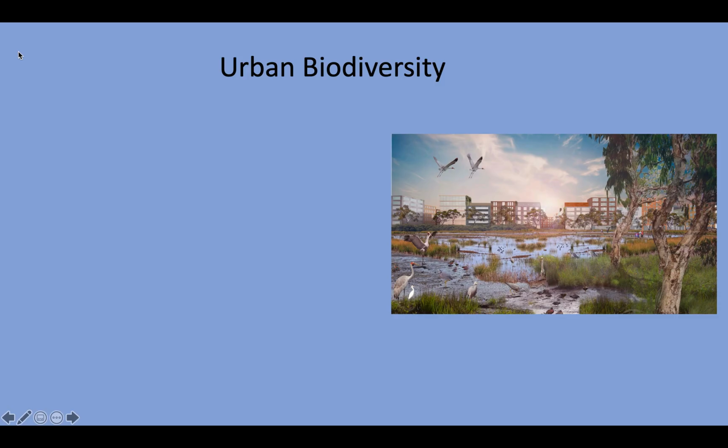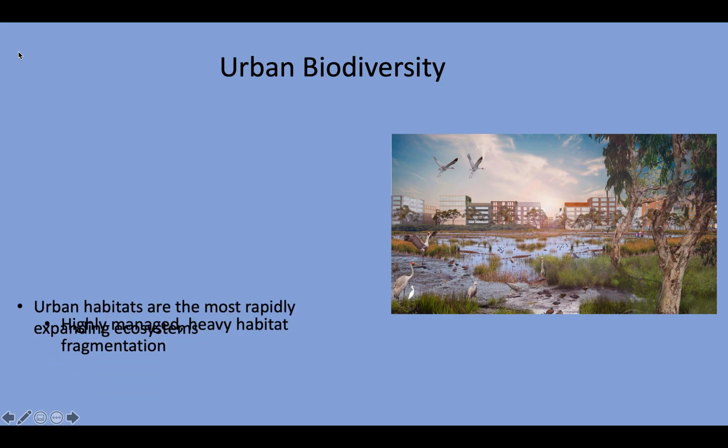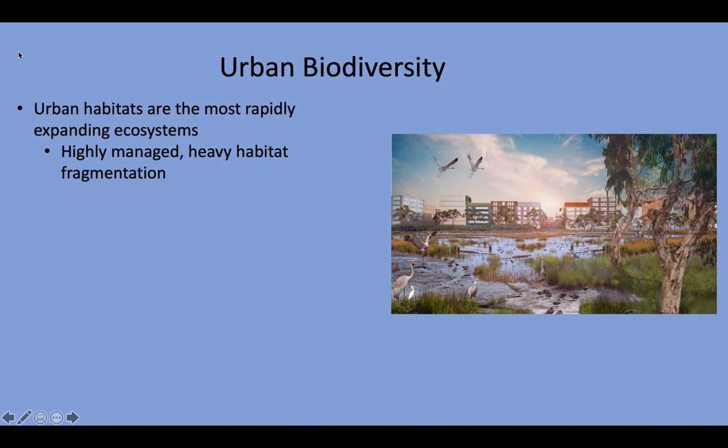But going from the perspective that we will continue to urbanize, we will continue to extensively change that landscape, how can urban areas support biodiversity? And what kind of biodiversity exists in urban areas? Urban areas are the most rapidly expanding ecosystems. They're probably one of the only expanding ecosystems. But they're also highly managed, and there's heavy fragmentation of habitats, which is generally not good for species. It limits movement, it limits space, it limits resource acquisition.